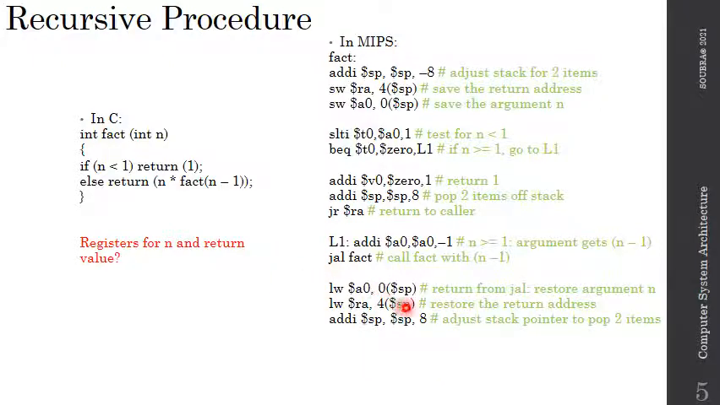So this is where I need to make sure that I'm back to the original n. It's not the n minus 1 anymore. So to the original A0 that I've saved before, and to the original return address that I need to go back to, right? And readjust again my stack pointer here. Whatever I did here, I need to clean after myself. So whatever I did here, I need to do it here or here.